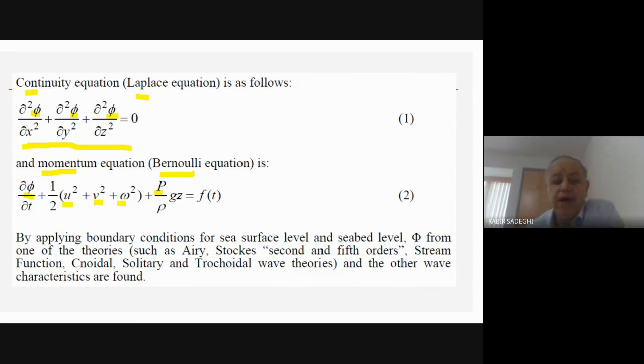Therefore, by applying boundary conditions at the seabed and at the sea level, the surface level, we also apply a phi function. That phi function is not easy to find, but it is given by different theories, such as Airy has given one phi, Stokes has a phi, and the others, second, third, fourth, etc. We don't worry about that, because if we know which wave theory we have, we can have that one.